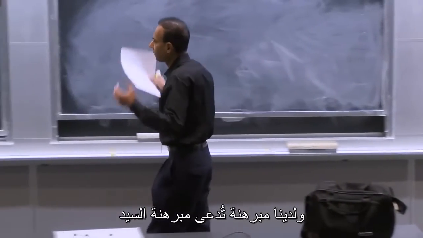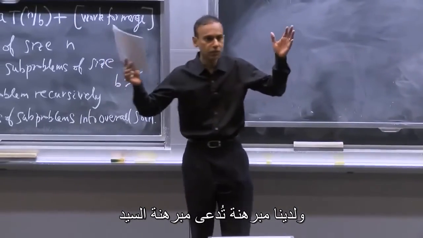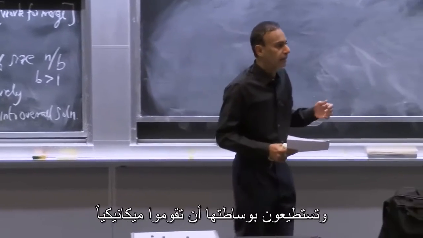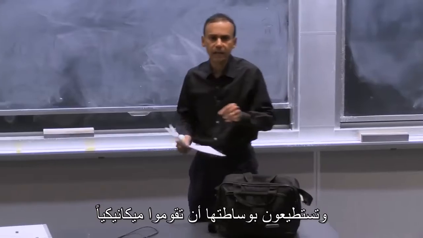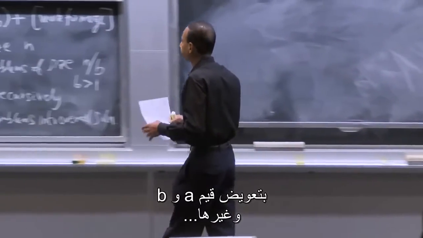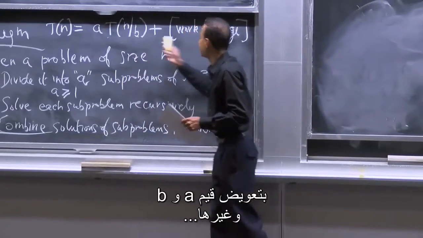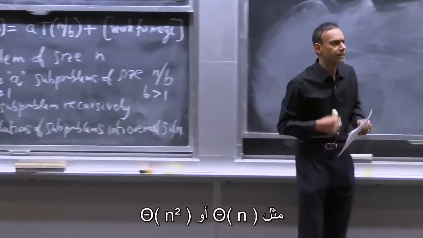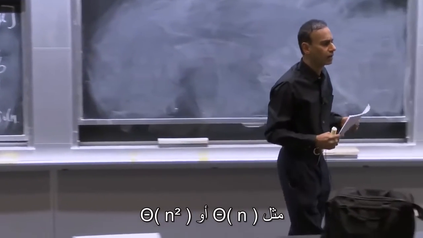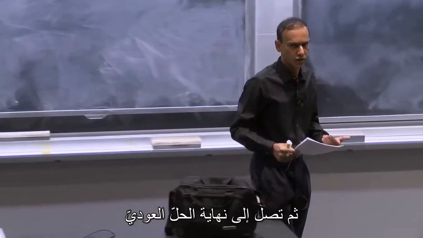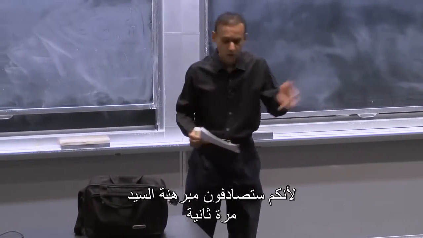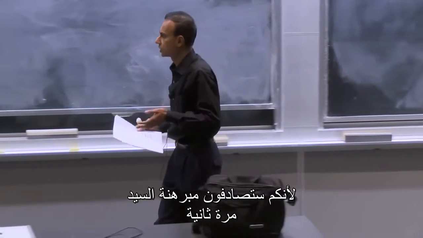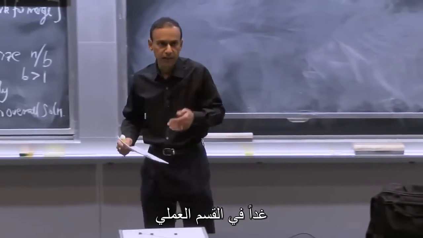But we also have this theorem that's called the master theorem, where you can fairly mechanically plug in the a's and the b's and whatever you have there, maybe it's theta n, maybe it's theta n squared, and get the solution to the recurrence. I'm actually not going to do that today, but you'll hear once again about the master theorem tomorrow in section.